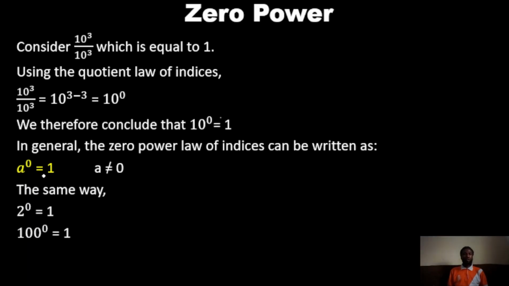For example, 2 raised power of 0 is 1. 100 raised power of 0 is also 1. Meaning that whatever you have raised power of 0 except 0 is equal to 1. A raised power of 0 is 1, 2 raised power of 0 is 1, 100 raised power of 0 is 1, Y raised power of 0 is also equal to 1, 1 million raised power of 0 equals 1, and so on and so forth. Please, anything raised power of 0 equals 1, but A cannot be equal to 0.